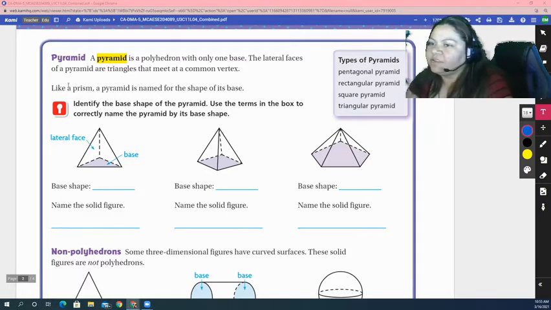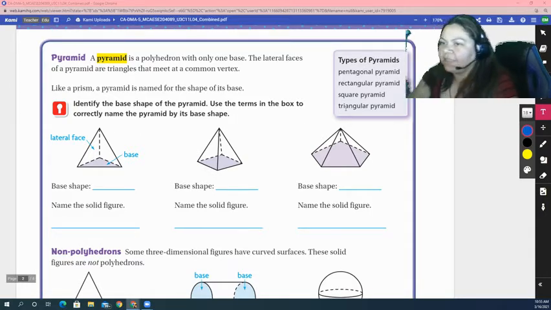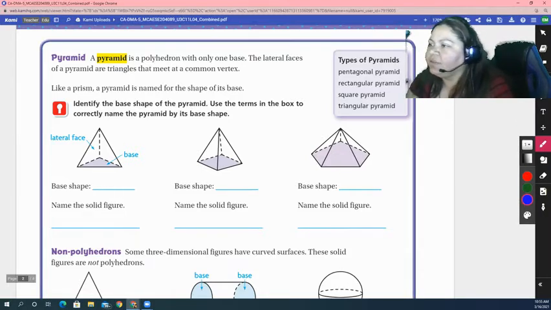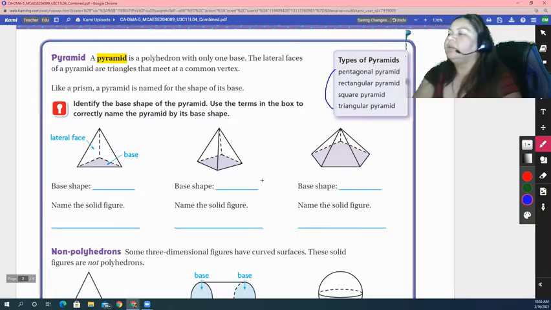And so the lateral faces of a pyramid are triangles that meet at a common vertex. That means that they all meet here in the corner. They all have a pointy place that they meet. So here we're going to identify the base of the shape. So we're identifying the base, and then these are the types of pyramids that we have: the pentagonal, the rectangular, the square, the triangular pyramid.